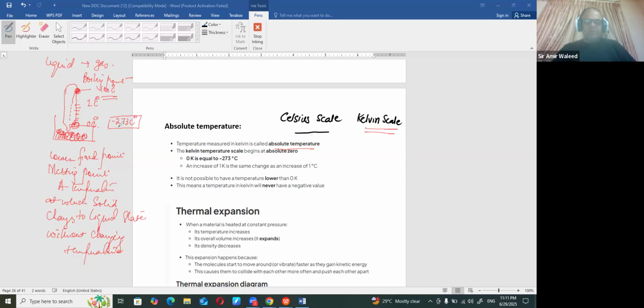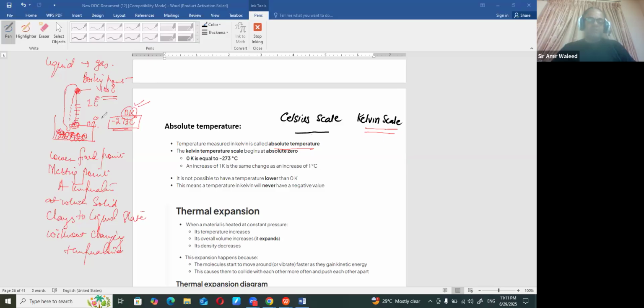So Kelvin started his scale from 0 degree Kelvin at that point, and that minus 273 degrees Celsius, which is 0 K, is the temperature which we believe is the absolute zero, where the kinetic energy and the movement of the molecules cease to exist, theoretically.